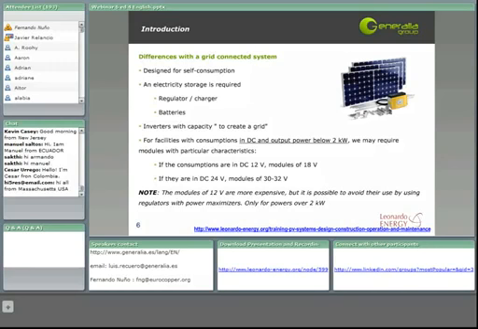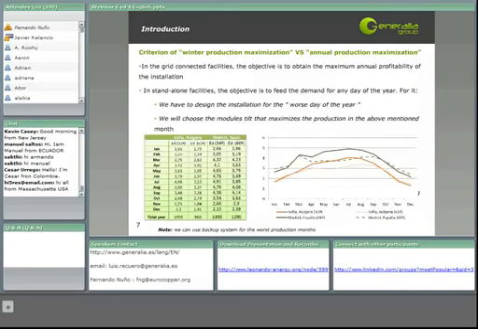Second, the inverters must have the capacity to create a grid. This is because they are not connected to any existing and stable grid, so they have to create their own grid. If we continue with the third, in this type of project, our main goal is to supply energy during the whole year.